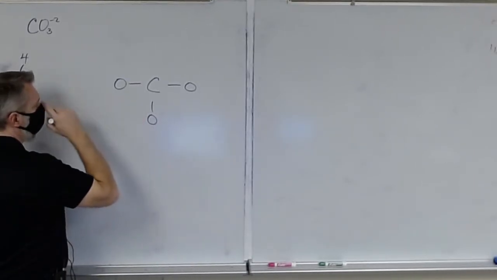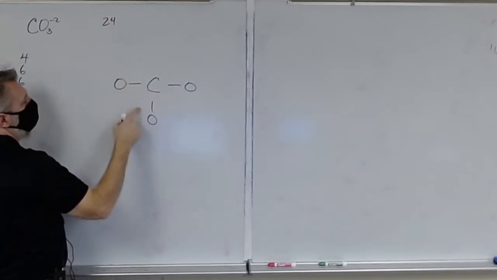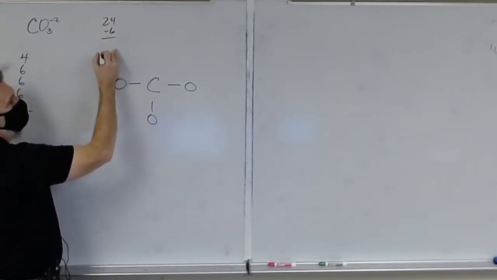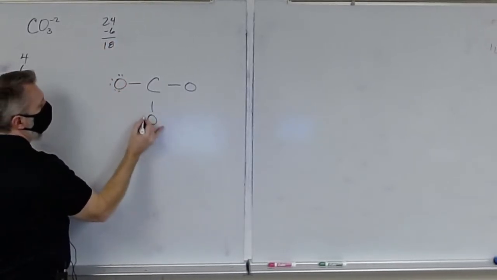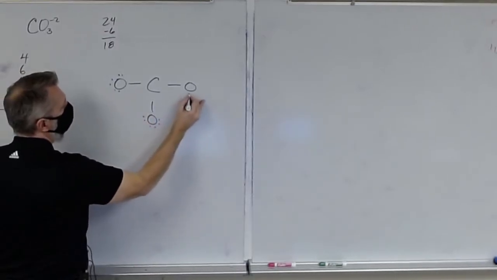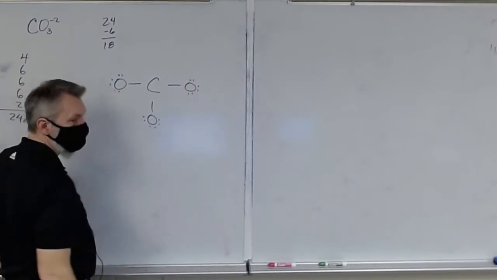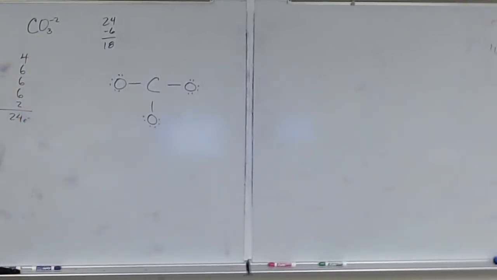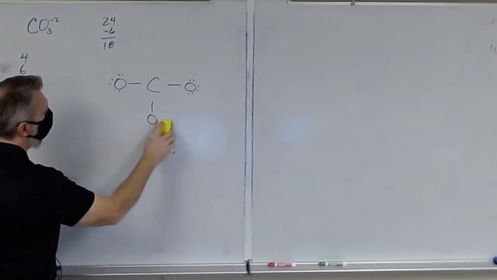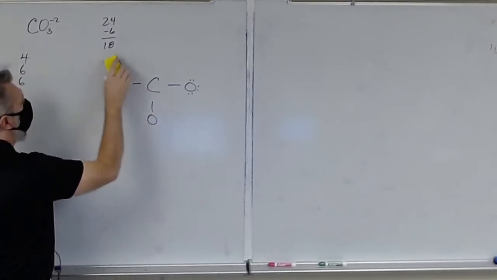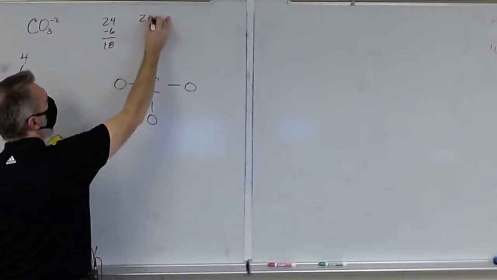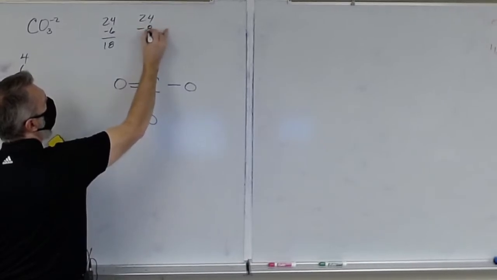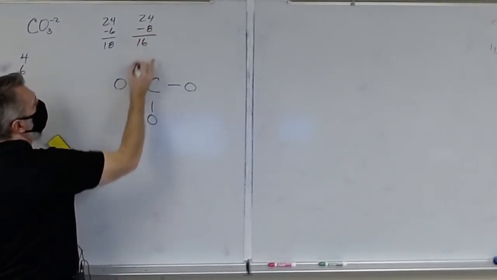So let's go ahead and take care of that. If I have 24, I have 2, 4, 6, 8, 10, 12, 14, 15, 16, 17, 18. Okay. Everybody happy? No, carbon's not happy. But we're only off by 2. But 2 is 2 too many. Let's make this a double bond here and minus 8. That leaves 16.